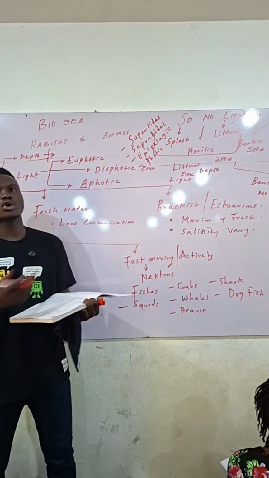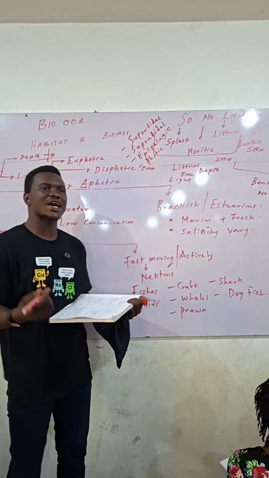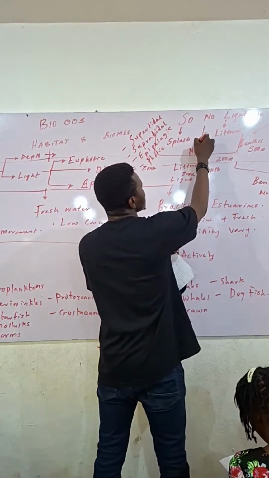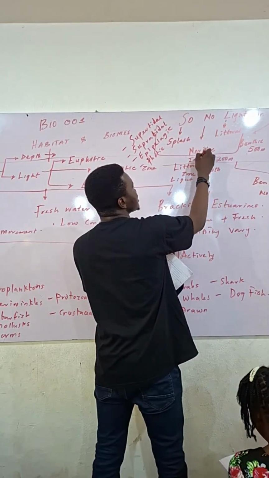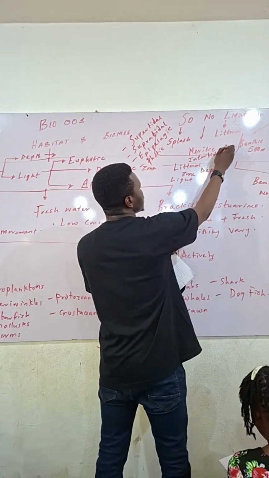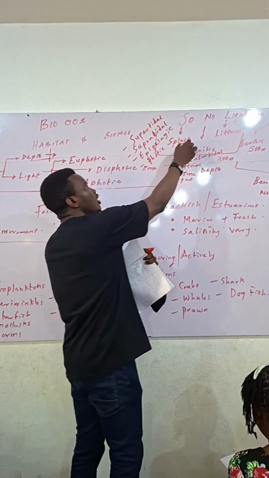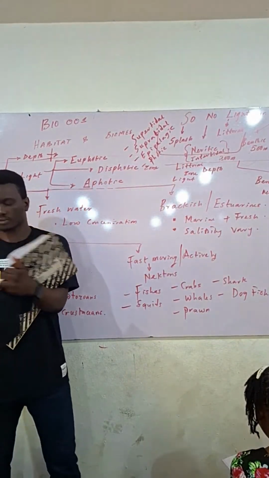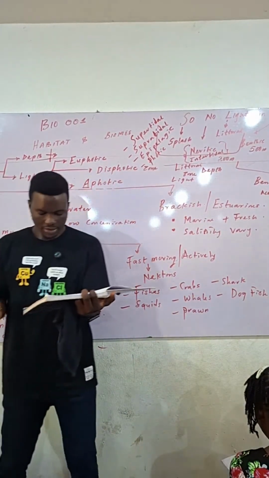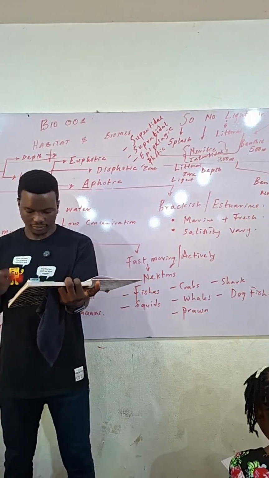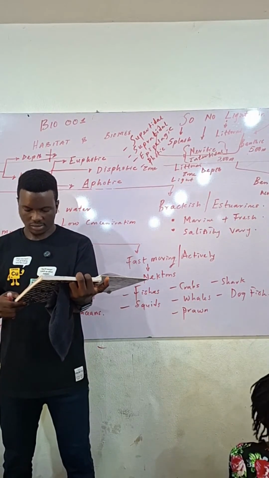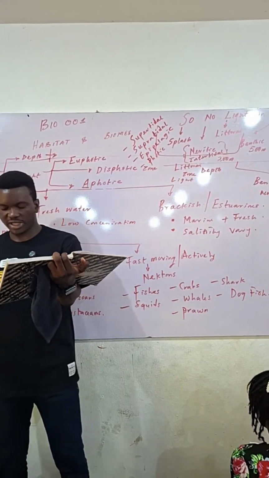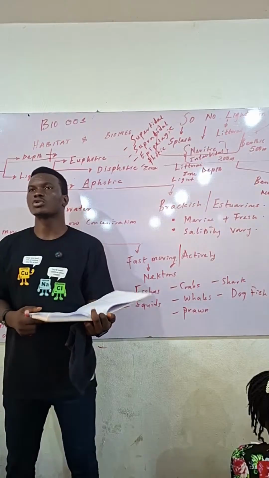Then the neritic zone, another name for it is intertidal. Neritic is also known as intertidal zone. Then we also have the littoral zone, also known as subtidal or twilight zone.